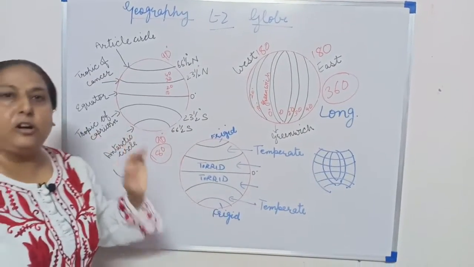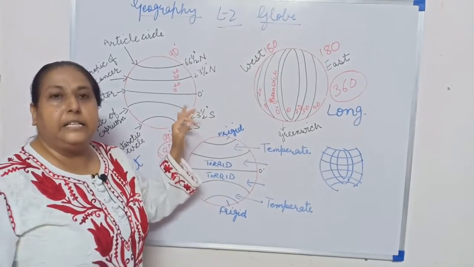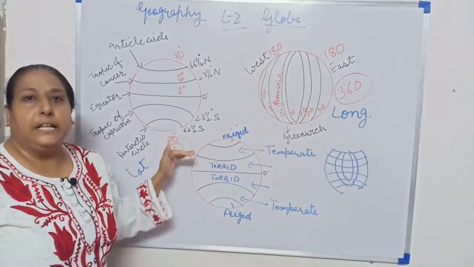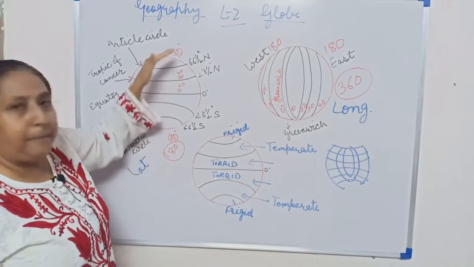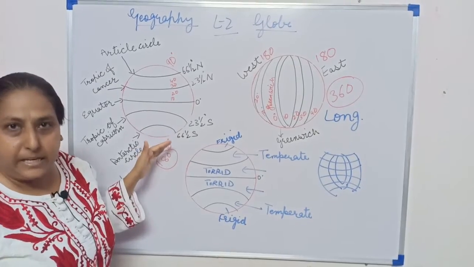Now, if I talk about latitude lines, the center line is the equator line. This divides the earth into two equal parts, that is the northern hemisphere and the southern hemisphere. The upper part is called the northern hemisphere and the lower part is called the southern hemisphere.